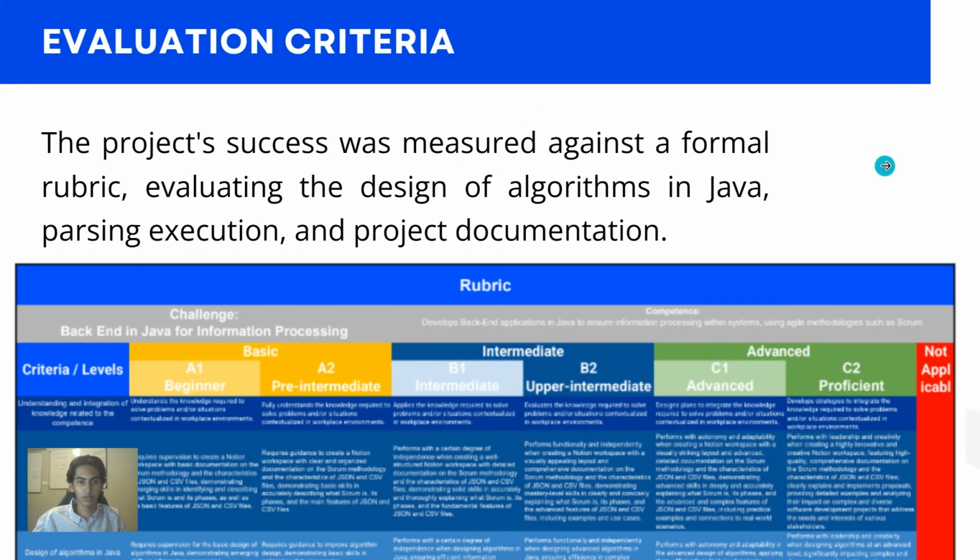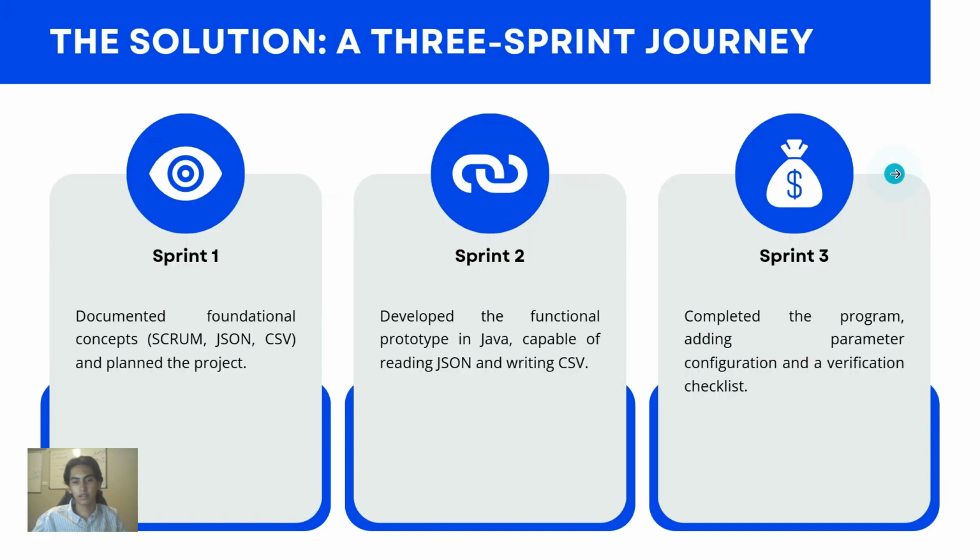This is the evaluation criteria of this project. It was measured against a formal rubric evaluating the design of algorithms in Java, parsing, execution, and project documentation. And the solution of the three sprints: sprint number one is to document foundational concepts, like I said, Scrum, JSON, and CSV, and plan the project.